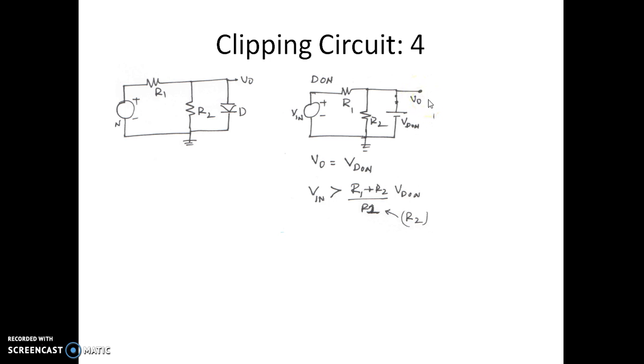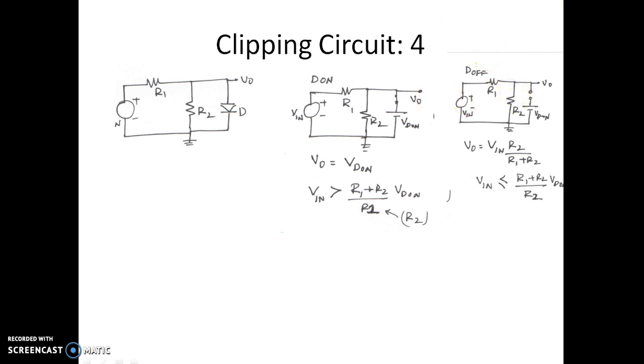So let us have a look at how the output voltage looks like when the diode is off. The equivalent circuit is this. When the diode is off, we are representing that switch by open. This is VD on because this is the representation of the model of the diode. This VD on doesn't come into the picture because this is a representation of an off switch here.